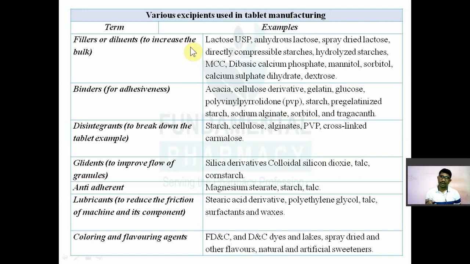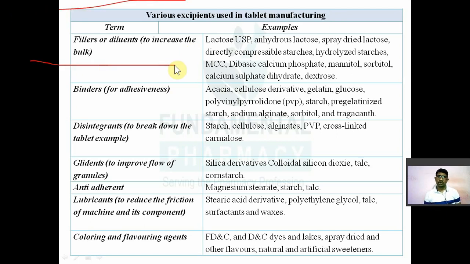So for that, to increase the bulkiness of your tablet, various kinds of diluents are used. To improve palatability, various kinds of colorants, etc. are used. To mask the taste, various kinds of coating or sweeteners are used. So we will see one by one the various tablet excipients used in tablet manufacturing.